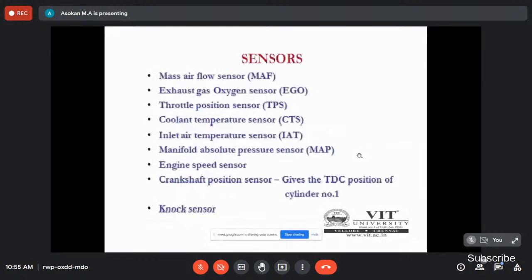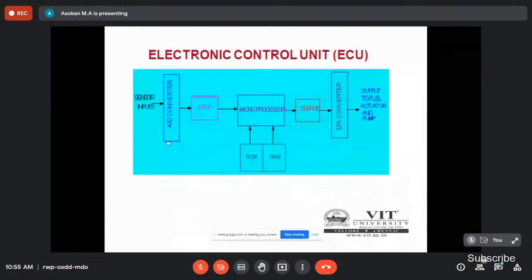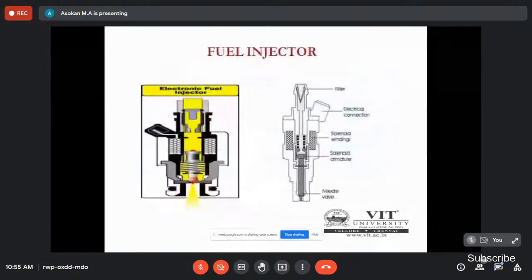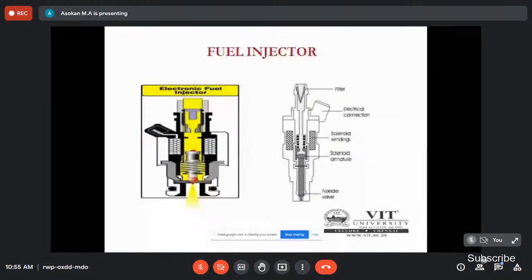But what are the various sensors? Mass airflow sensor, exhaust sensor, throttle position sensor, like that. In this circuit, the analog signals are converted to digital. Then it gives the output to the microprocessor. Okay, next we go for the injector. The injector injects the correct amount of air-fuel.